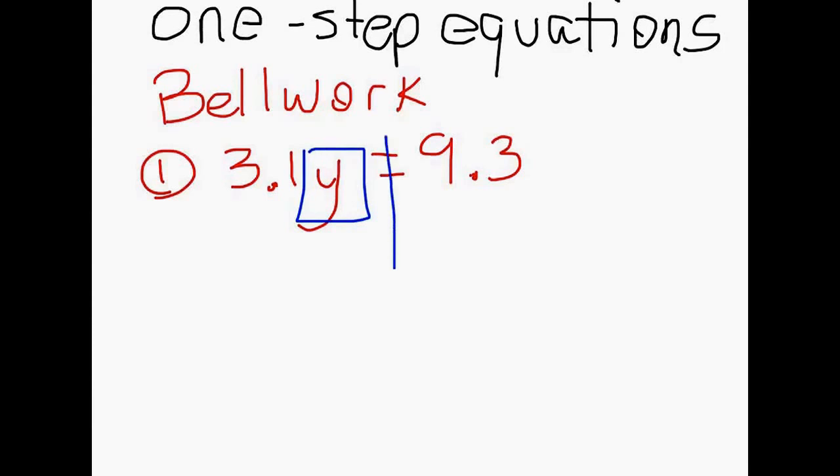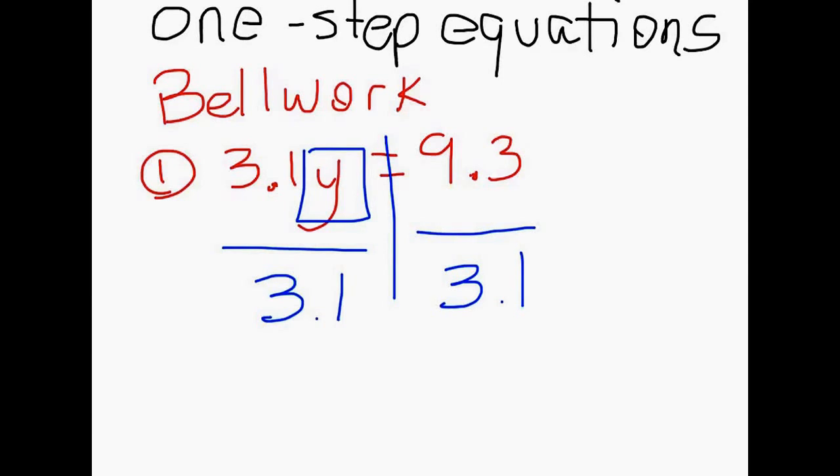So we draw the line down the middle of our equation, which is our equal sign. And we know that 3 1/10 and y are multiplying because they're right next to each other. So the inverse operation of multiplication is division. So we're going to draw our division sign in. And what we want to get rid of is that 3 1/10. So we are going to divide both sides by 3 1/10.